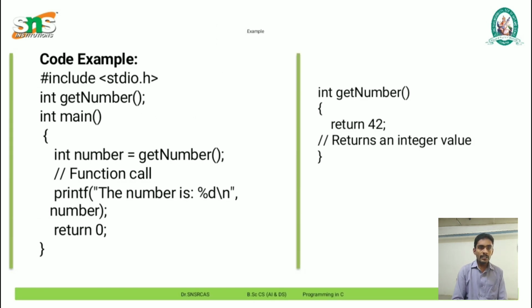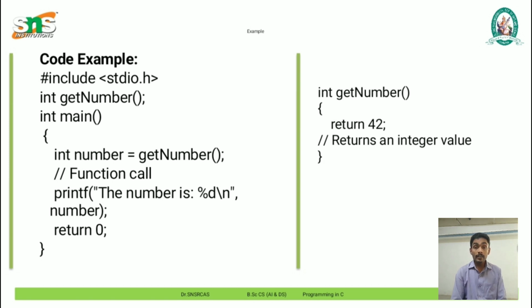Here there is a function int get_number, which means the get_number function has the return type int. Inside the main function, int number equal to get_number, which means the get_number function returns a value and the returned value will be assigned to the variable number. That is, the variable number and the get_number function are both of integer type. Also, this line is called the function call. After the function call, the printf statement displays the output, the value of number.